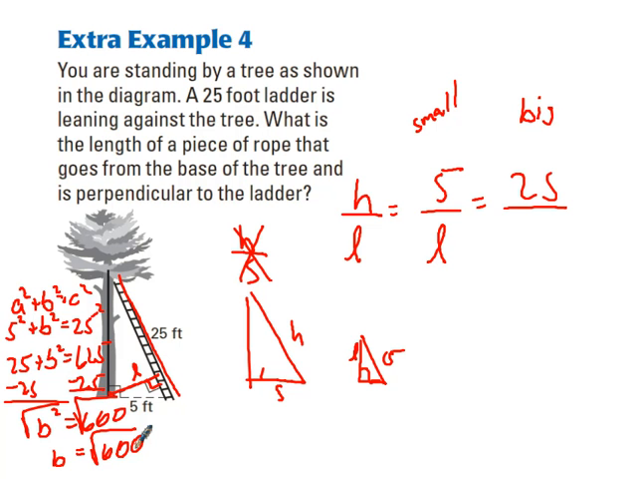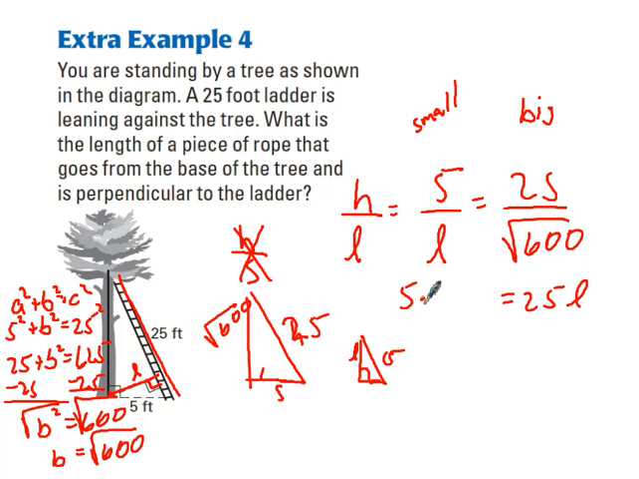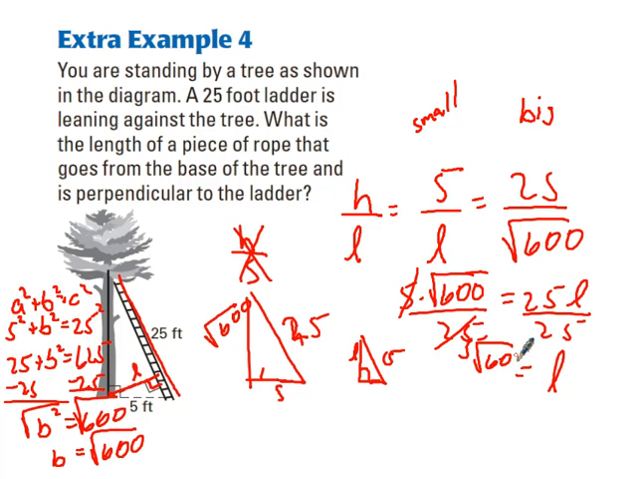So we had 25 for the hypotenuse, 5 for the short, and the square root of 600 here for the long side of the big triangle. Now I cross multiply and I get 25L is equal to 5 times the square root of 600. Divide both sides by 25, and I get L is equal to, that cancels, square root of 600 divided by 5. We'll punch that in the calculator and we get approximately 4.9. And this is done in feet. So that rope is going to be approximately 4.9 feet.